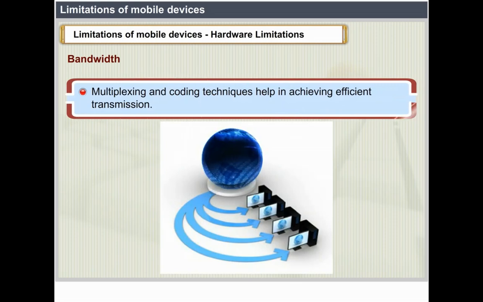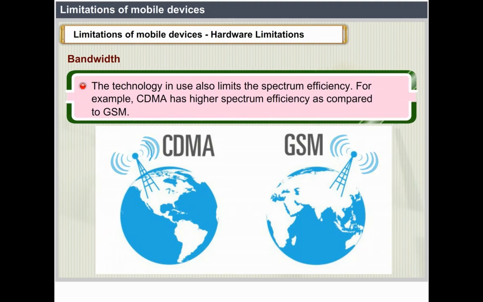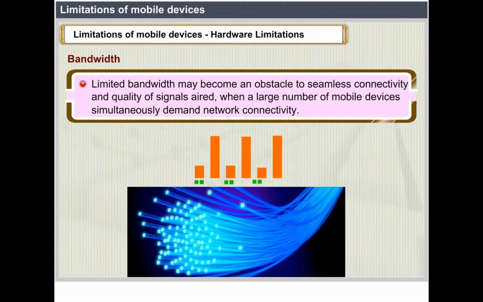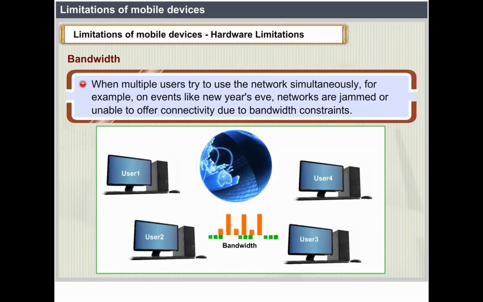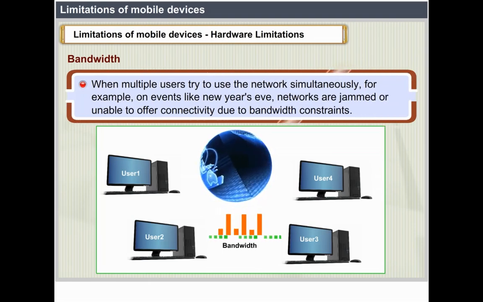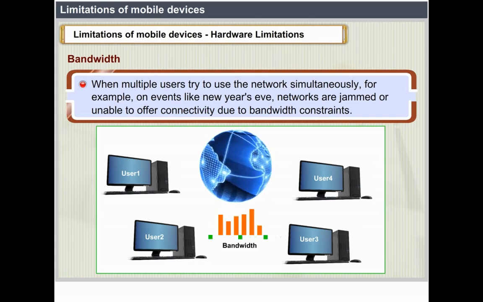Multiplexing and coding techniques help in achieving efficient transmission. The technology in use also limits the spectrum efficiency. For example, CDMA has higher spectrum efficiency as compared to GSM. Limited bandwidth may become an obstacle to seamless connectivity and quality of signals aired when a large number of mobile devices simultaneously demand network connectivity. When multiple users try to use the network simultaneously, for example, on events like New Year's Eve, networks are jammed or unable to offer connectivity due to bandwidth constraints.